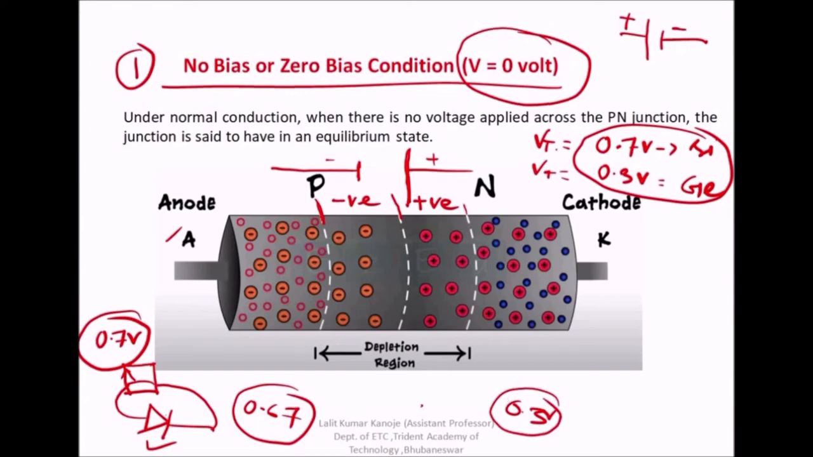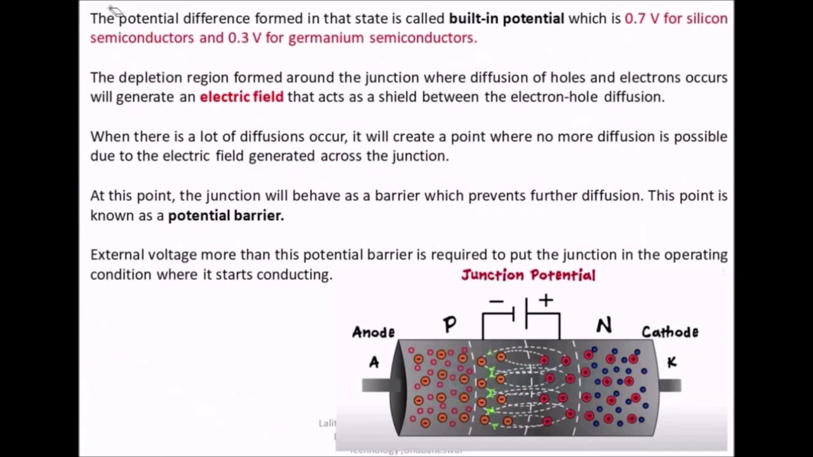So this is called the no bias condition. I told you already, the potential difference formed in that state is called the built-in potential, and the value is 0.7 for silicon and 0.3 for germanium. You can see here, this is the internal battery which is created. We are not connecting any external battery. Remember this one, this is not an external battery. We are checking what is the voltage across this terminal, and it is 0.7 volt.